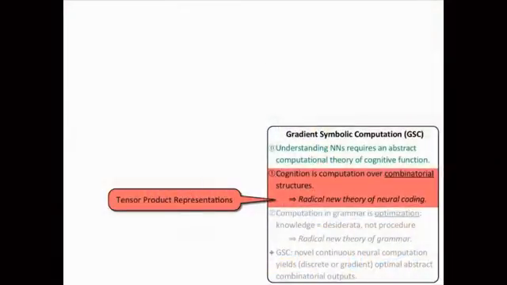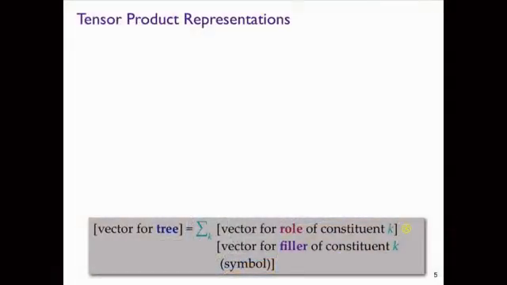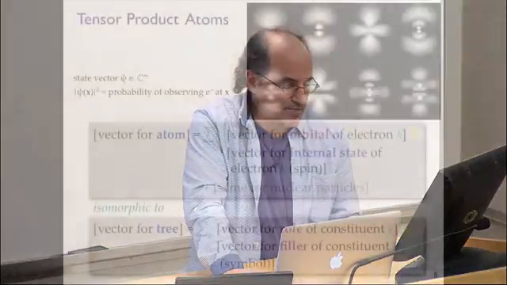Cognition is computation over combinatorial structures. And this gives a new theory of neural encoding. So this is the tensor product representation idea that I've been talking about for quite a while. And I mentioned something about it to Lee the other day, and he thought it might be of general interest, so I will pass it on. And that is relating tensor product representations to tensor product atoms.